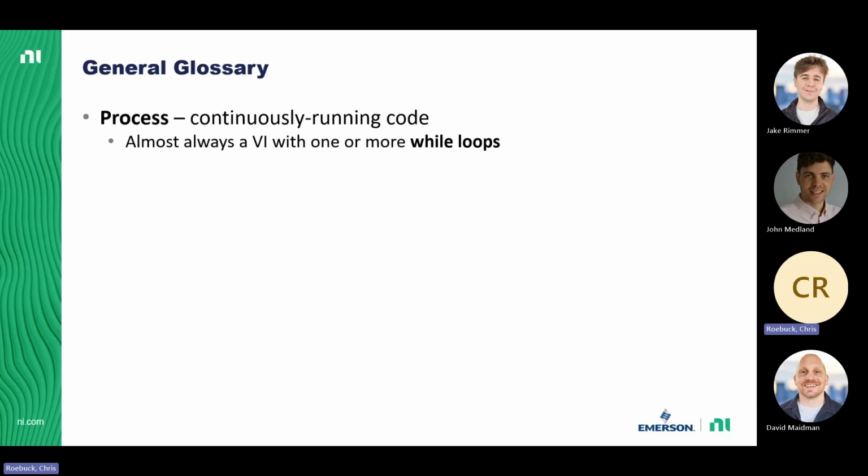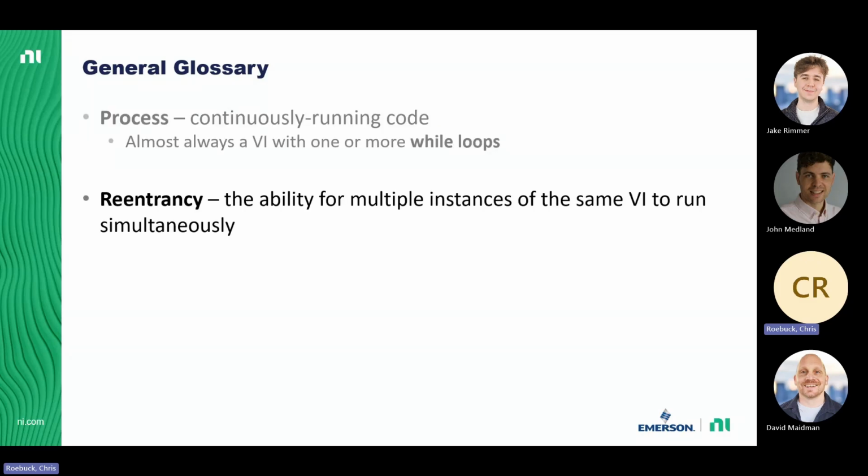A little bit of glossary. So we've talked about a process, continuously running code, almost always a VI with one or more loops. We're going to define some syntax, some terminology, so that when we dive into DQMH and do a demo, some of these words make sense. So a process is continuously running code, a VI with a loop in its most simple form. Reentrancy is the ability for multiple instances of that same VI to run simultaneously.